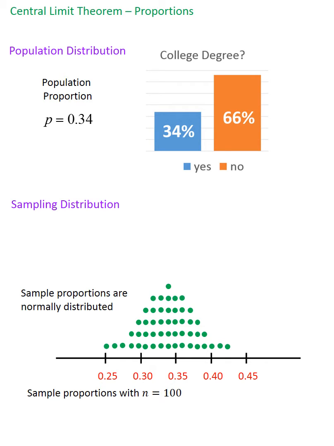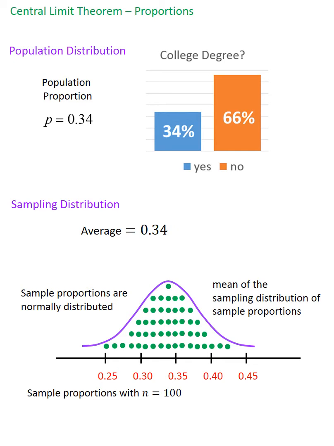Prediction 1. Our sampling distribution will be normally distributed. Prediction 2. The average of my sampling distribution will be the same as my population proportion. Now this average has a lengthy name, and so we tend to call it mu p hat, reminding us that it is the average of sample proportions.